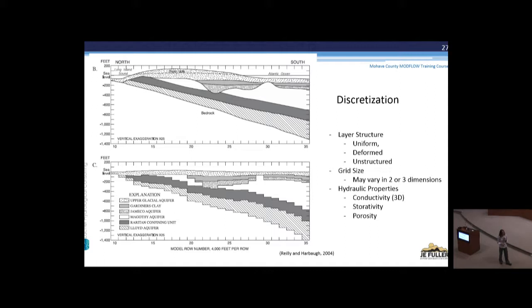It used to be only a structured uniform grid was allowed, but now there are many different ways to do grids. Grid size can vary in 2 or 3 dimensions. You could have square cells on top, or rectangular cells on top, and then a very deep cell. So anyway, they can vary. Hydraulic properties are generally specified as conductivity, storativity, porosity. And of course, these models can be done in 1D, 2D, or 3D. It's flexible that way.